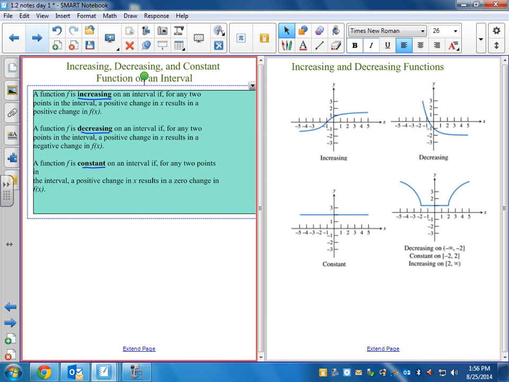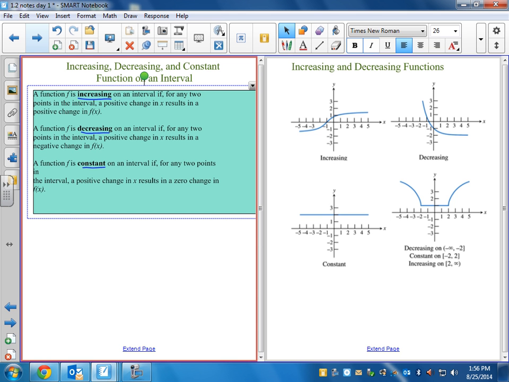Decreasing means as x gets bigger, y gets smaller, and it looks like the graph is going down, right? Decreasing. Constant means that there's no change. As x changes, y doesn't change, and it's just a straight line, right?